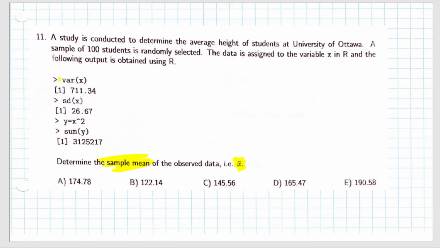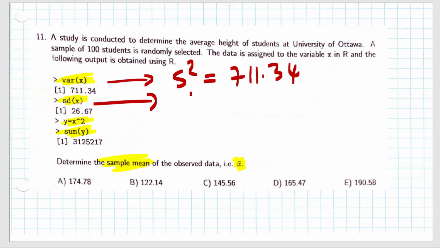They gave you the variance of X. They give you the standard deviation. They give you the sum of the squares. So basically, they give you S squared. They give you S, which is the square root. Fatima, can you take the square root of this number, please? I want to see if it's equal to 26.67. Yeah, it's 26.67. Okay.